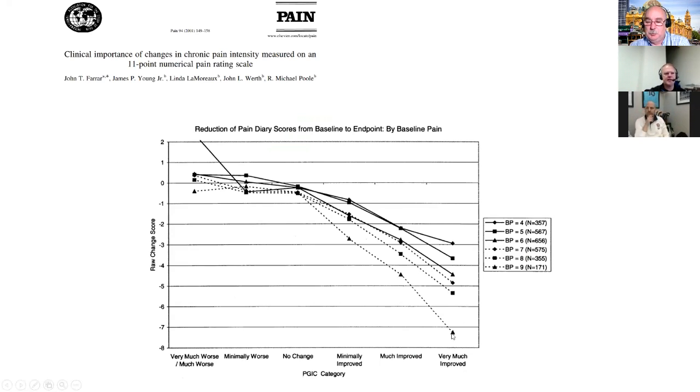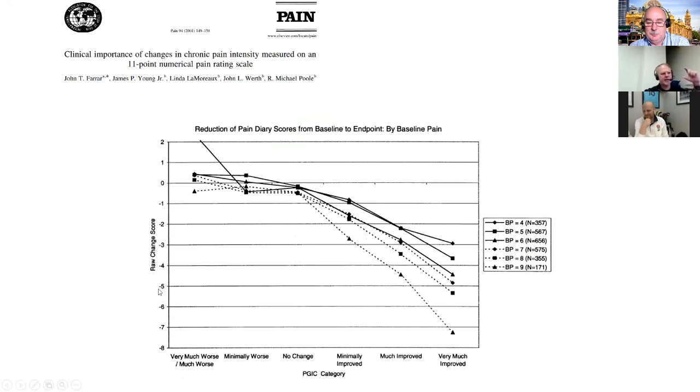If my pain starts off at 9 out of 10, you better be making me 7 out of 10 better, so drop down to about 2. So that's how much matters to the patient for very much improved, for much improved, or minimally improved. So that's one part of the change that we've got to have.